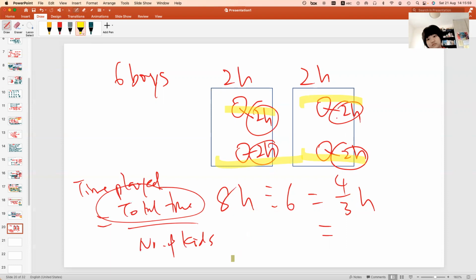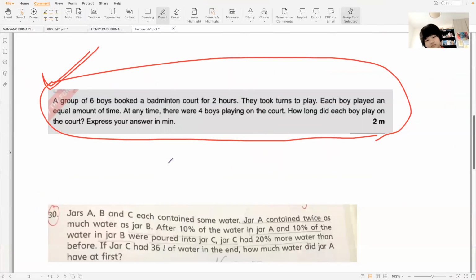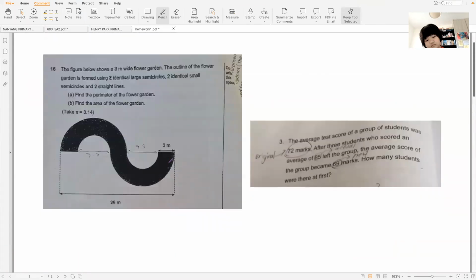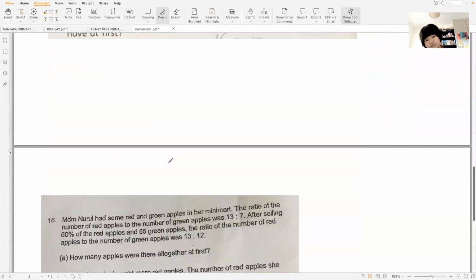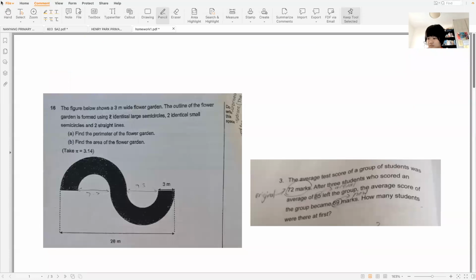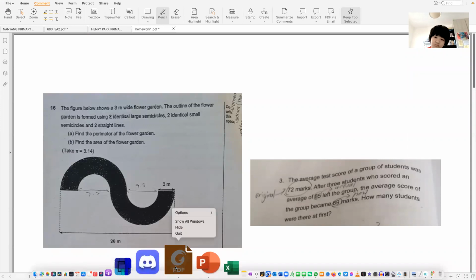Okay, so in fact, I think there is a similar question even here, similar to this group. Let me see if there is one. Oh, don't have. Okay, but anyway, the concept is the same.